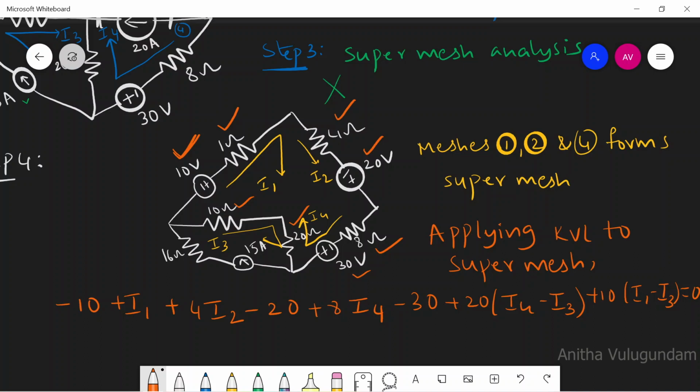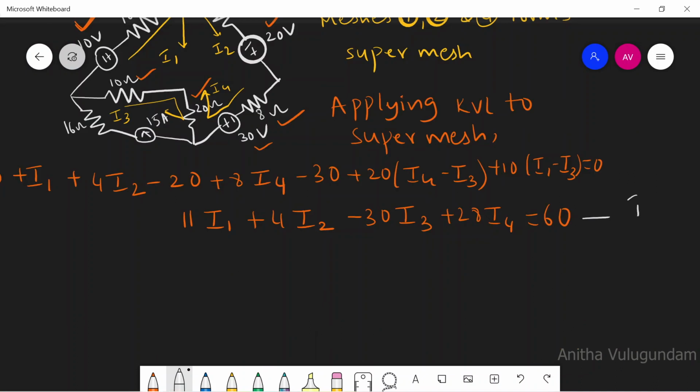I'll just rearrange the terms and write this equation as 11I1 plus 4I2 minus 30I3 plus 28I4 equal to 60. Let this be equation number 1. Step 5 is to write the net currents in current sources. Let me take each and every current source.